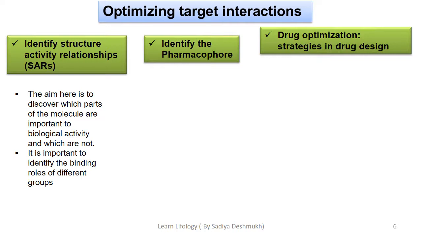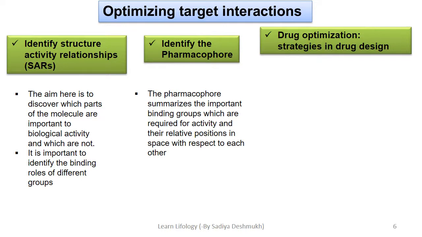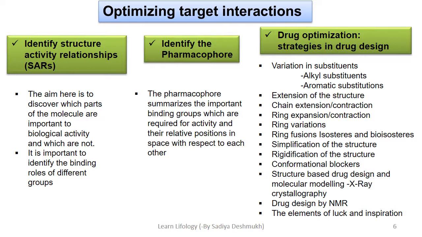Now it is very important to identify the binding roles of different groups in the structure activity relationship. Then, in identifying the pharmacophore, they summarize the important binding groups which are required for activity and their relative positions in space with respect to each other. So, to understand the SARs, we should be aware of the pharmacophores, you can see the groups which are present on the drug. And the last one, that is drug optimization.